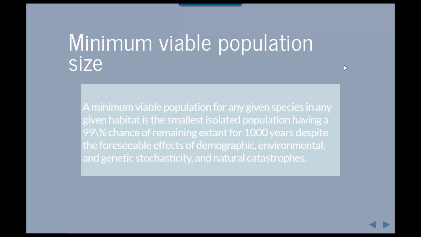Essentially, the idea was we should figure out what's the smallest isolated population with a 99% chance of remaining extant, that is, not going extinct, for 1,000 years, despite the foreseeable effects of demographic, environmental, and genetic stochasticity and natural catastrophes. Sorry, that's 3 flavors of stochasticity plus natural catastrophes. The problem with this definition is that the authors didn't provide any way to actually calculate it.